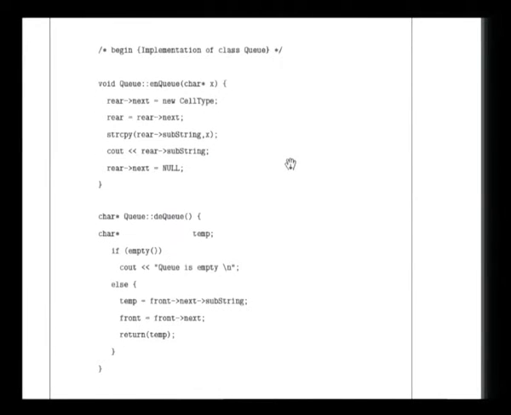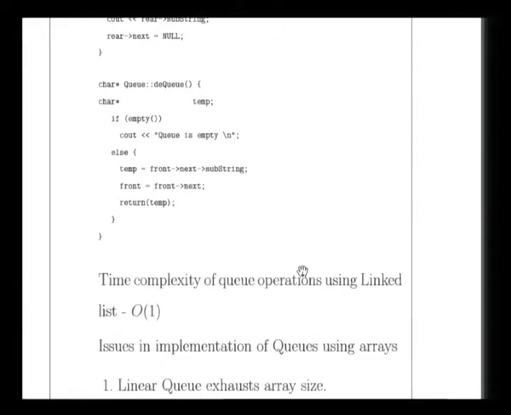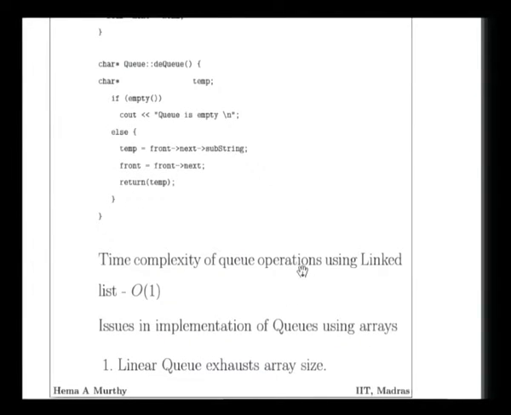DQ, what are we doing? This is the fundamental advantage. If it's empty, then you say the queue is empty, otherwise what do we do? We just simply update the front to point to the next element.